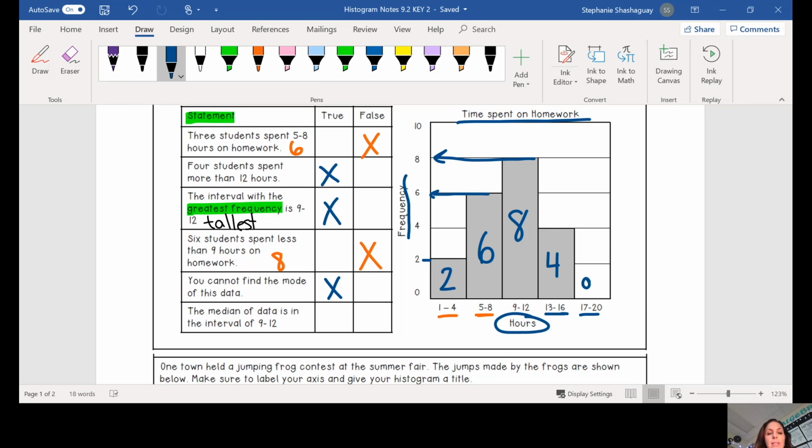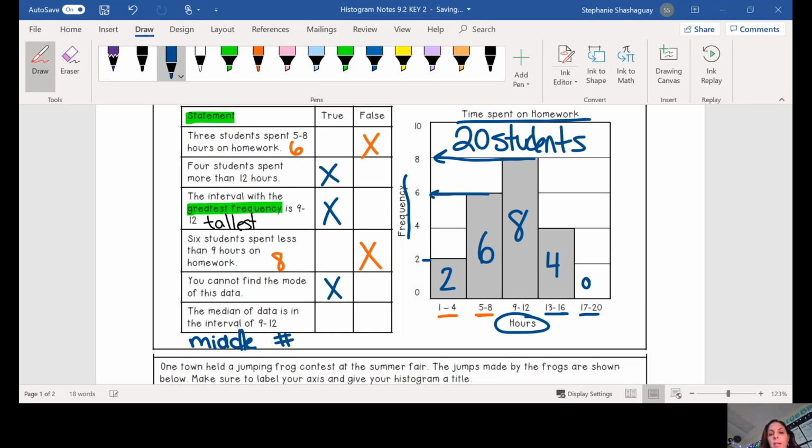Final one says the median of the data is in the interval of 9 to 12. Well, the median would need to be the middle number. First we need to determine the total number. 2 plus 6 is 8, plus 8 is 16, plus 4 is 20. So there were 20 students surveyed.